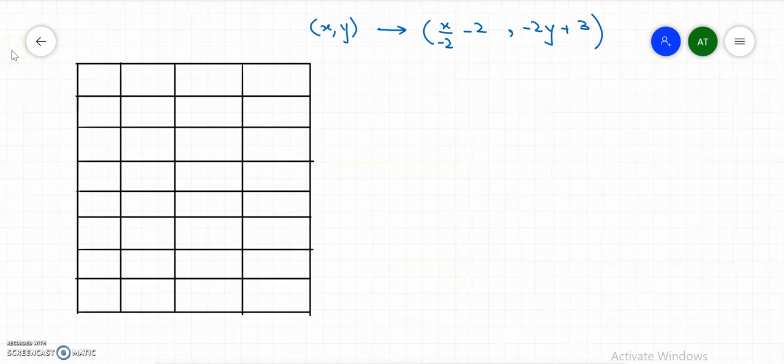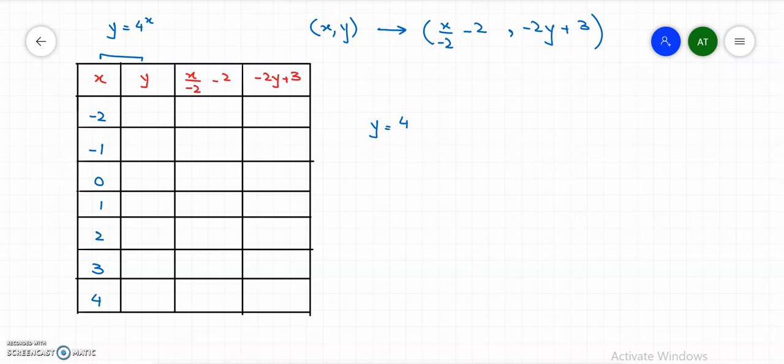Okay, I drew the table. In the first column I write the coordinates x and y, and then x over negative 2 minus 2, and minus 2y plus 3. Keep in mind the first two columns deal with the base function, and the base function is y equals 4 exponent x. So I would like to fix x as negative 2, negative 1, 0, 1, 2, 3 and 4.